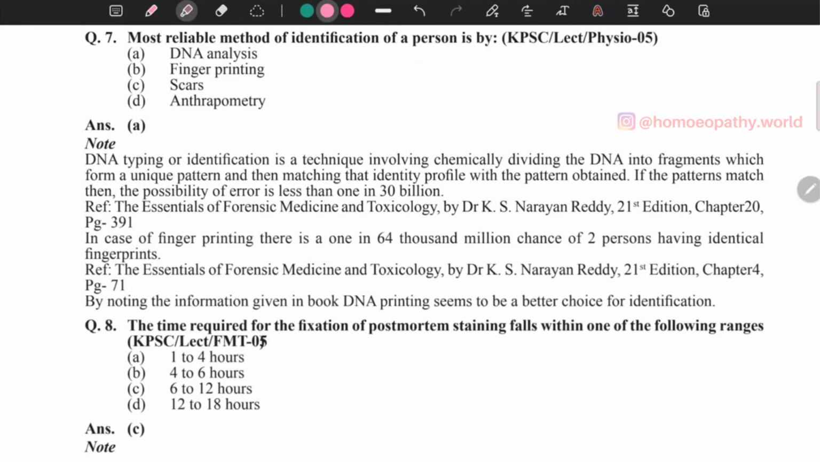The most reliable method of identification of a person is A. DNA analysis, B. Fingerprinting, C. Scar and D. Anthropometry. Again, the most common mistake here that we make is we mention fingerprint as we have read dactylography, but no, the correct answer is DNA analysis because this is the most reliable and most unique method of identification of a person.